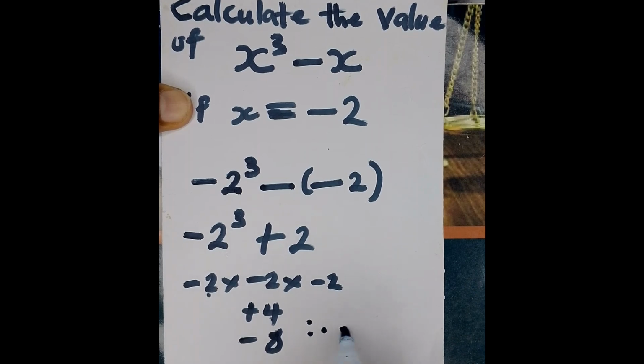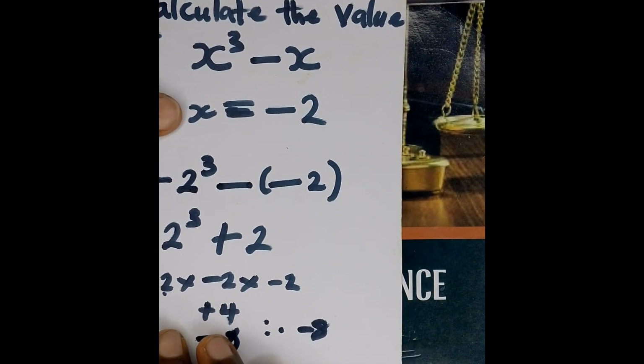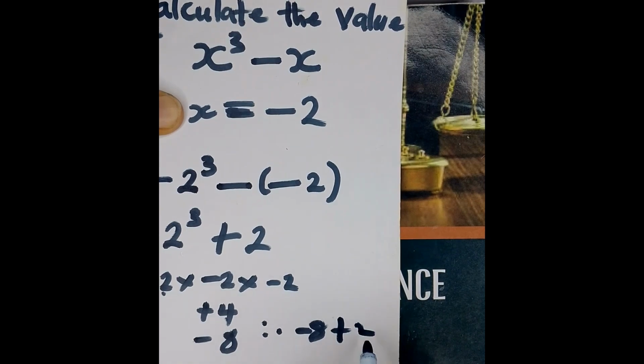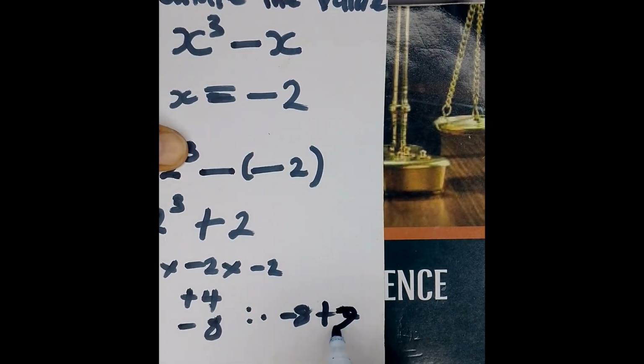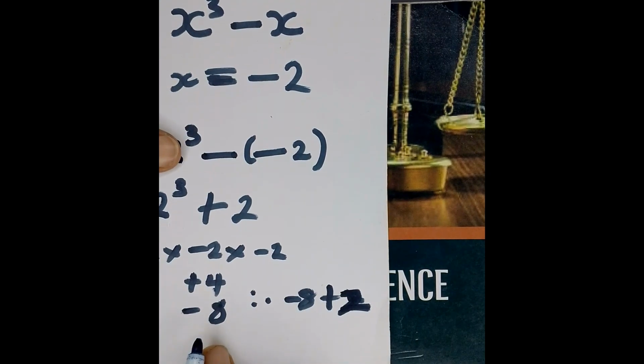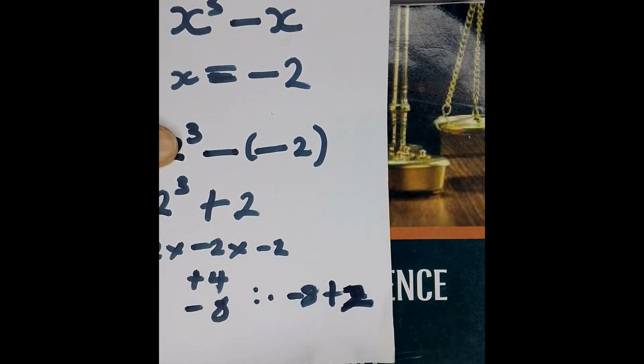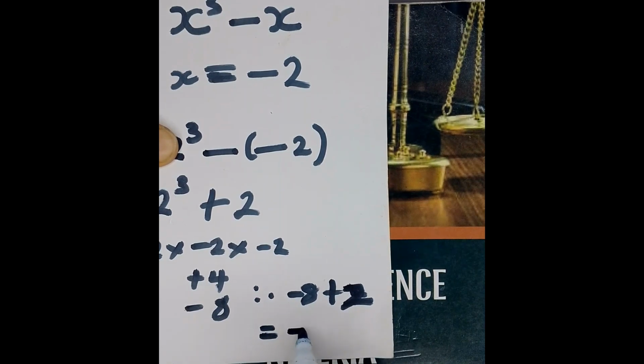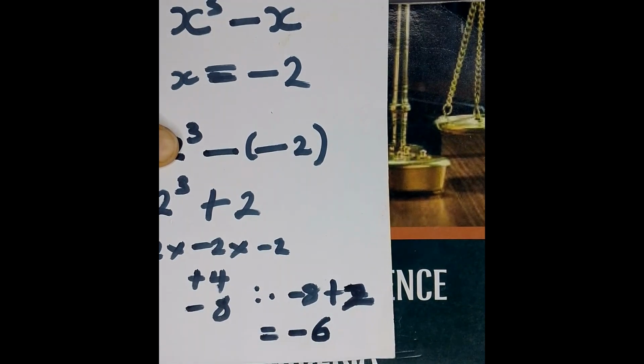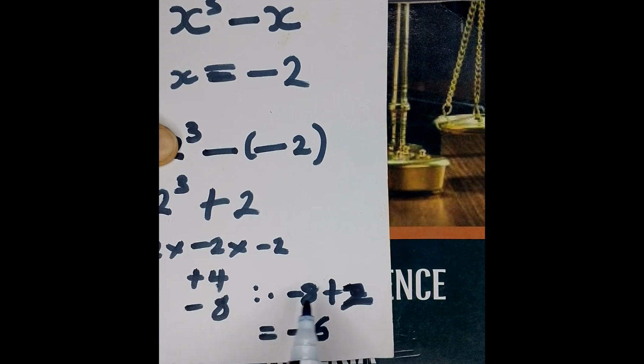So therefore, we have minus 8 plus 2. Minus 8 plus 2. Sorry about that. And so minus 8 plus 2 will give us minus 6. And how did we get minus 6? Minus times plus is minus, and so we subtract. So 8 minus 2 is 6. The sign with the biggest number goes with the answer.